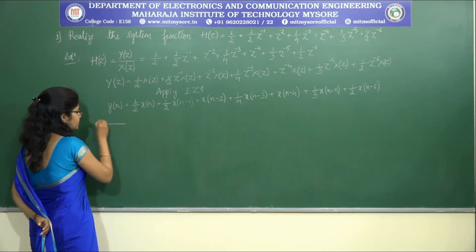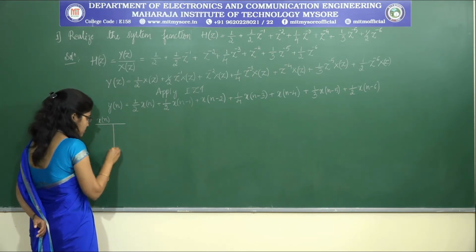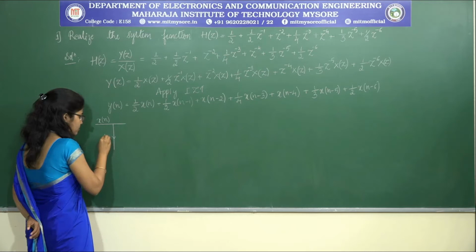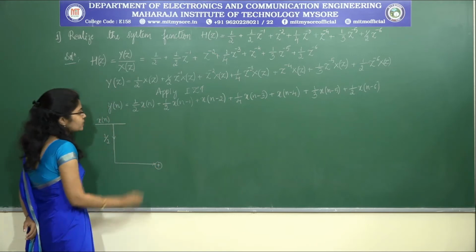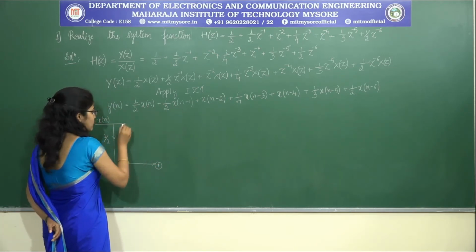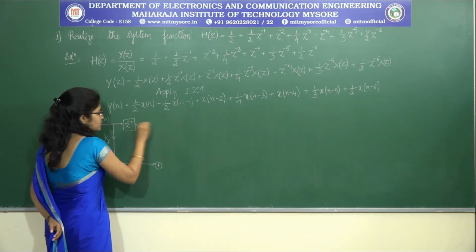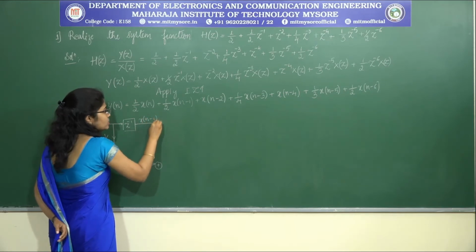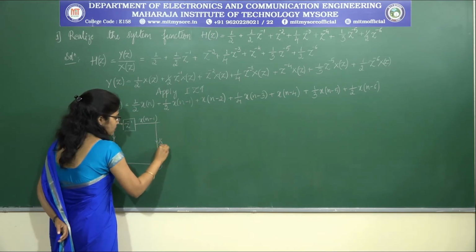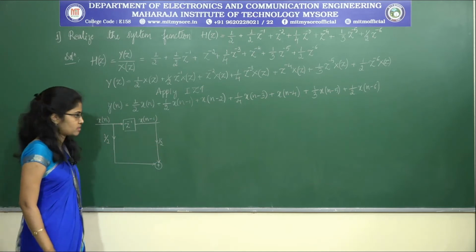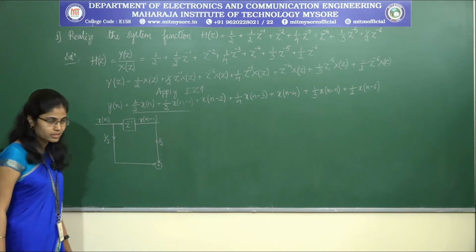So input is x(n). The input should be multiplied with 1/2, and that should be given to a summing point. Then this x(n) should be delayed once. This gives us x(n-1). This should be multiplied with 1/2 and given to a summing point. So the output of this summing point is nothing but 1/2 x(n) + 1/2 x(n-1).